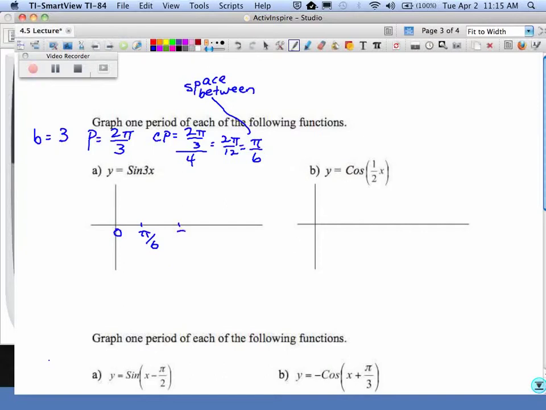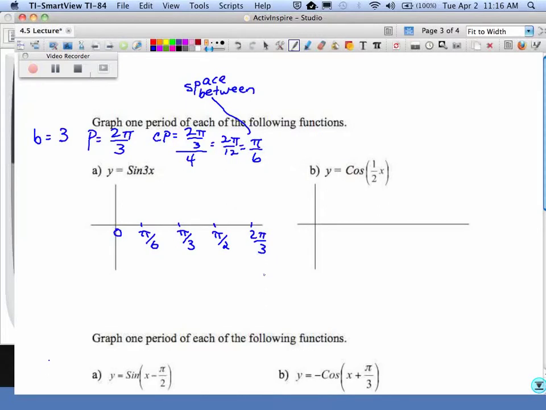Add another pi over 6, or add 1/6. That's really 2 over 6. So what's 2 over 6 plus 1 over 6? 3 over 6, which reduces to 1/2. What's 3 over 6 plus another 1 over 6? 4 over 6. 4 over 6 reduces to 2 pi over 3.